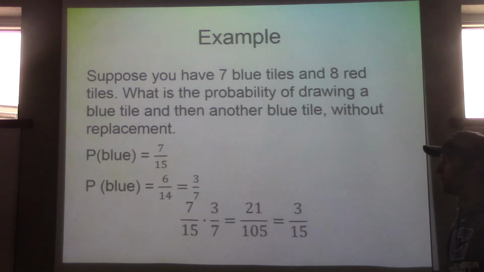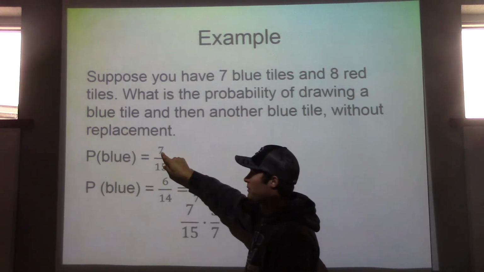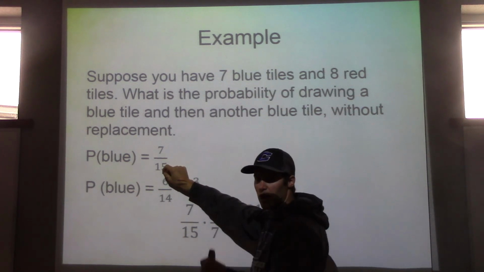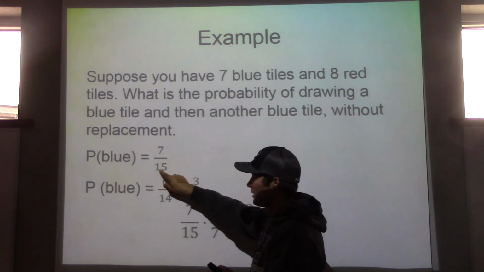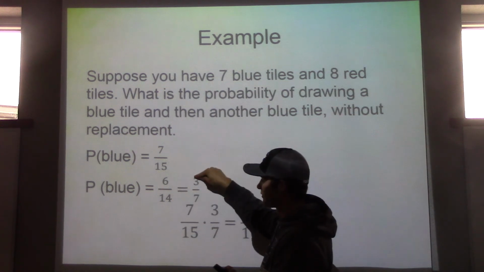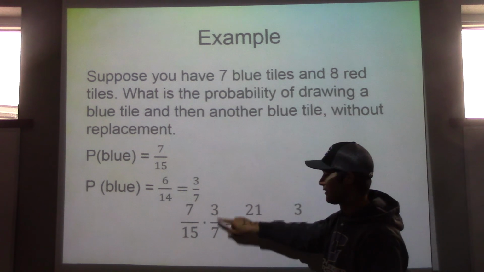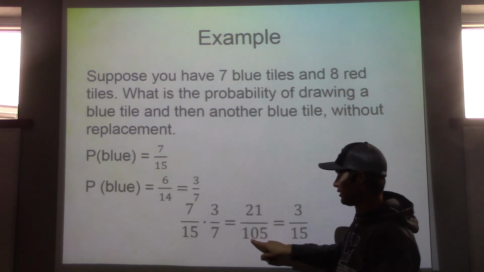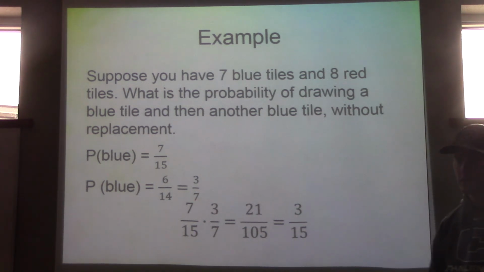Let me do another one. Okay, what's the probability of drawing a blue tile and then another blue tile? So think again about this. Getting a blue would be 7 out of 15. Now, you drew a blue out, so how many blues are left? 6. Okay, it also means our total went down by 1 as well, so we're at 14. So we can simplify that to 3 7ths. So we go 7 15ths times 3 7ths, which equals 21 over 105. Or we could simplify it down to 3 15ths. So that's our example.